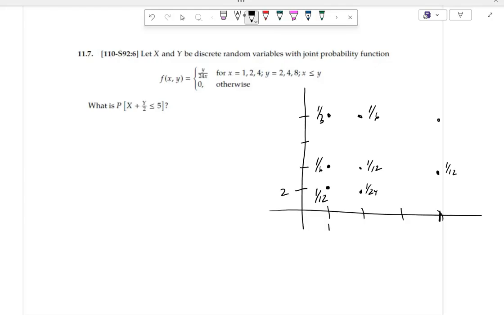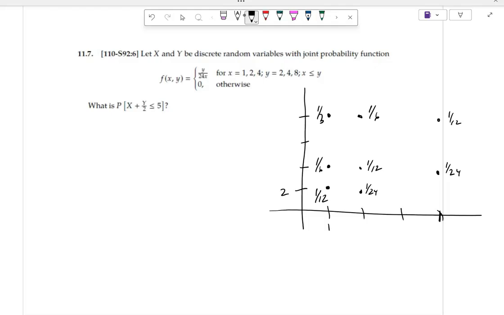And then for 4, 8. Try that again. For 4, 4, I'm sorry, I put in the wrong thing. For 4, 4, it'll be a 24th. And then for 4, 8, it'll be a 12th. My apologies. Again, if we add up all of those values, what should we get? 1, right? So we can check.